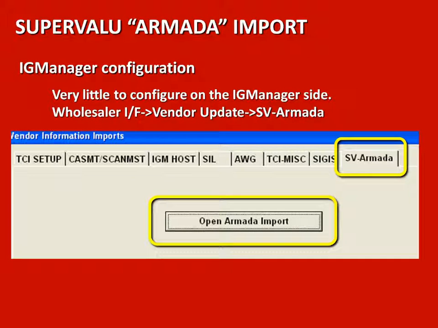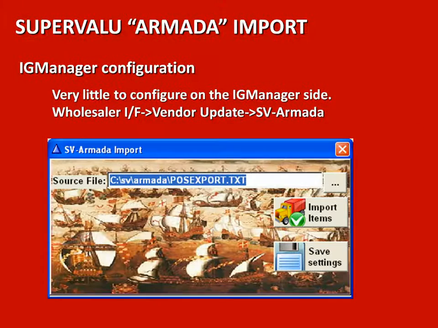All right, configuration in IGManager. There is very little, if any, configuration in IGManager for this import, since there's very little we're getting. The way you get to it is go to the wholesaler interface, and then on that tab, go to vendor update, and then you'll see a tab called SV ARMADA, and all that's going to do is bring up a button that says Open ARMADA Import. You do that. You get this lovely picture of the Spanish Armada, and one option, which is the source file. If you look over the dots, obviously the 3-dot button is going to let you pick a file. The source file is a file we're going to read. And we have a button for import and save settings.